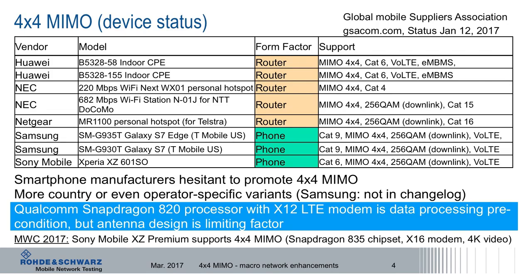So the smartphone manufacturers are still hesitant to promote 4x4 MIMO because it's very difficult in a smartphone form factor to generate 4 uncorrelated receive paths and 4 uncorrelated antennas in the device.